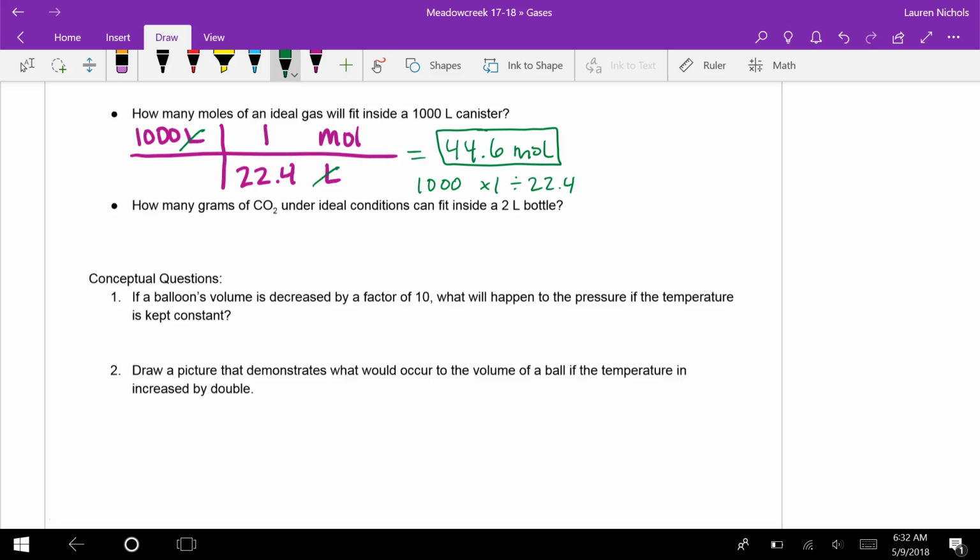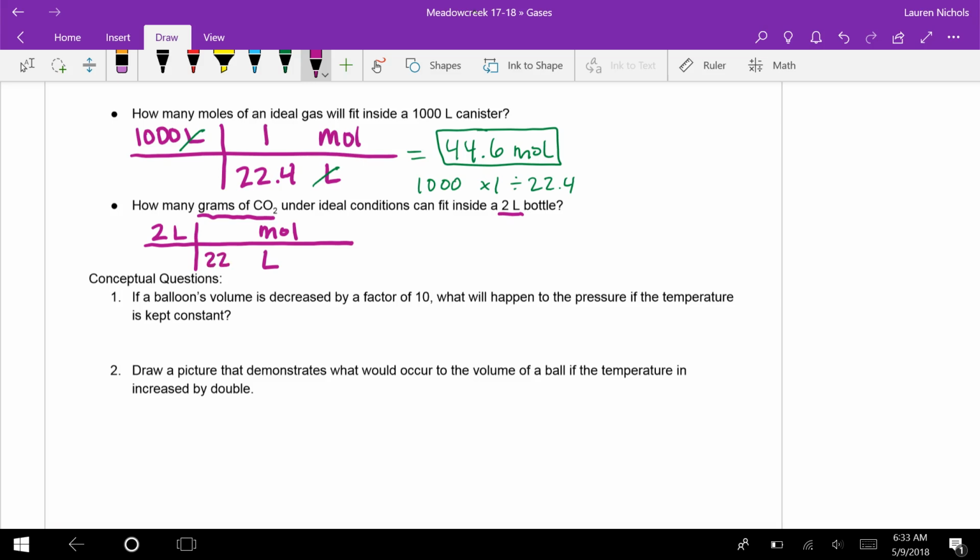Okay, so you can see that was just a quick one step. But as you know with the mole map, if you can do one step, you can continue on and change into other values. So let's look at a slightly harder problem. So here it says how many grams of CO2, so they want to know grams or mass, under ideal conditions can fit inside a 2-liter bottle. So here, if we have 2 liters, we eventually want to get to grams, but the only thing liters is connected to on the mole map is moles. So we have to go to moles first.